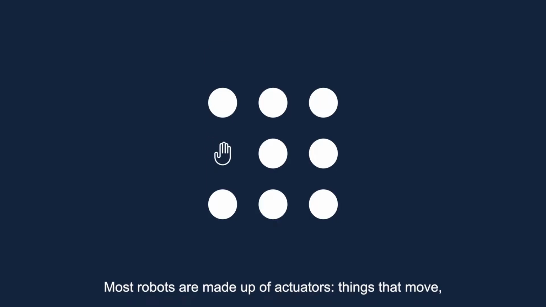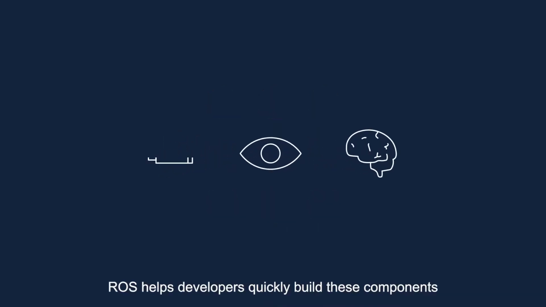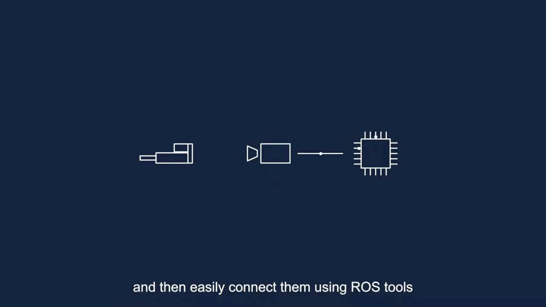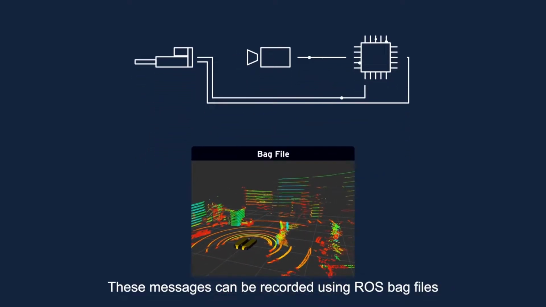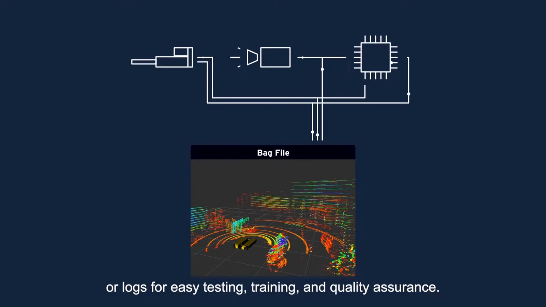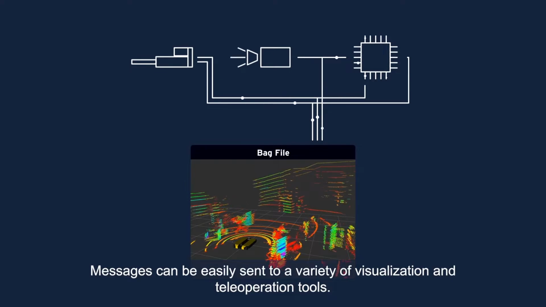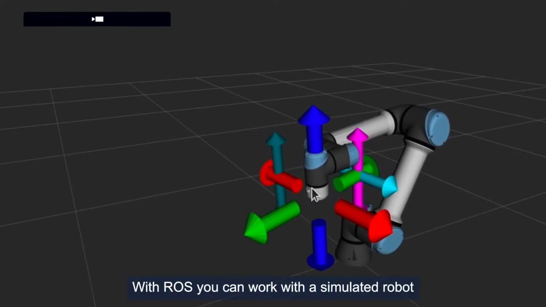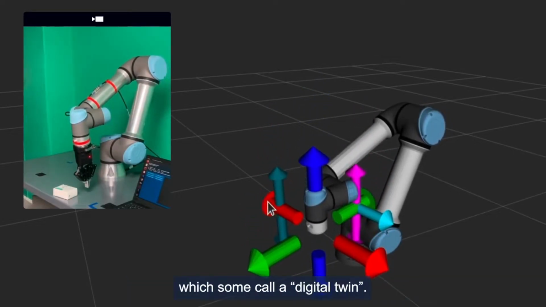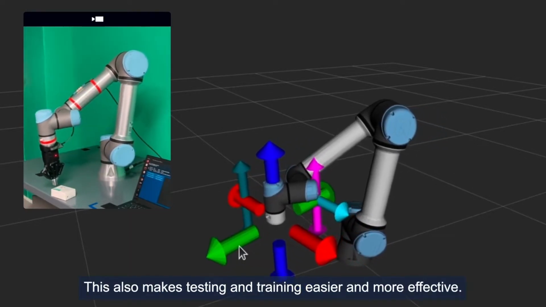Most robots are made up of actuators, things that move, sensors, things that read the world, and control systems, or the robot's brain. ROS helps developers quickly build these components and then easily connect them using ROS tools called topics and messages. These messages can be recorded using ROS bag files or logs for easy testing, training, and quality assurance. Messages can be easily sent to a variety of visualization and teleoperation tools. With ROS, you can work with a simulated robot instead of the real thing, which some call a digital twin. This also makes testing and training easier and more effective.